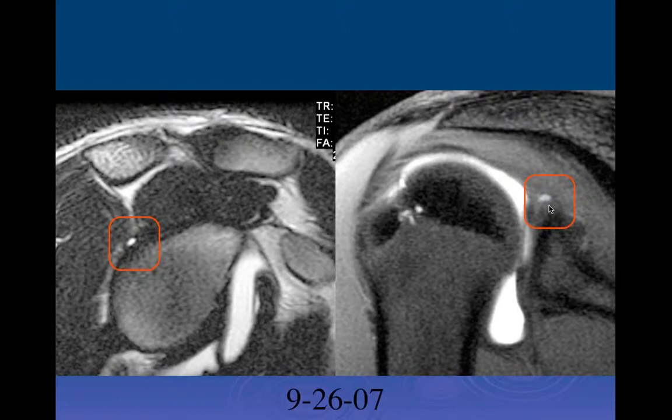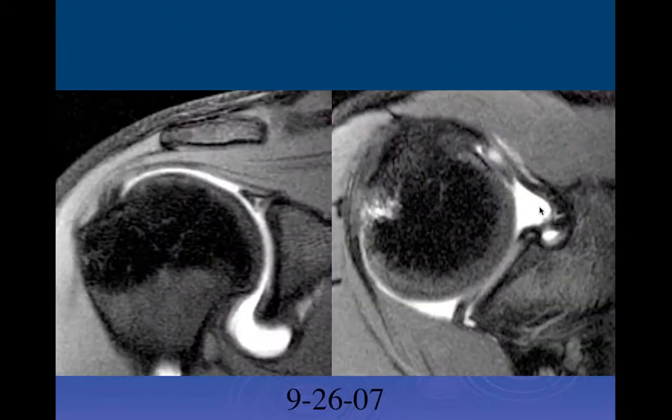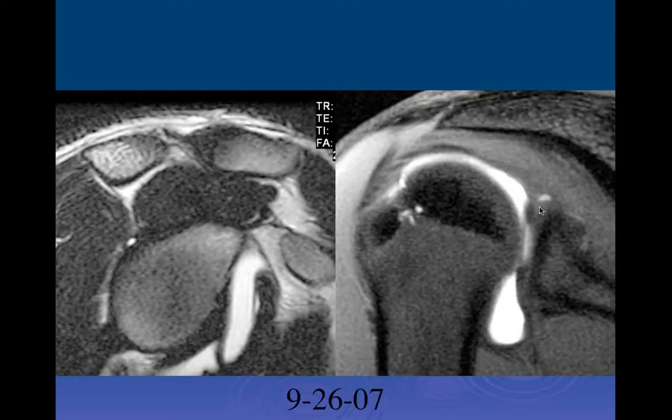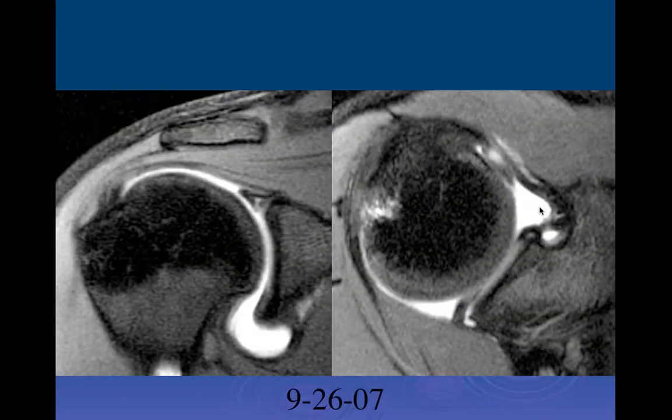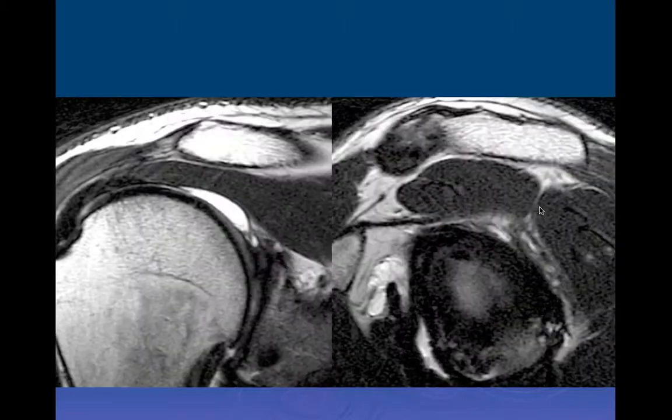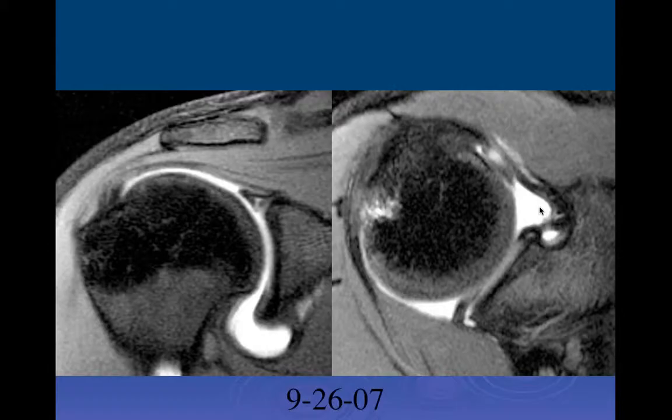Okay, and now we have a focal fluid intensity structure superior to the labrum. This could be a paralabral cyst. And it's kind of in the area of the biceps anchor as well. This is a little posterior. This is the infraspinatus muscle and tendon. But this just shows, here was a SLAP tear at this time. Wait a second, we're on the wrong image. Sorry. Go back here. So this is 9/26/07.